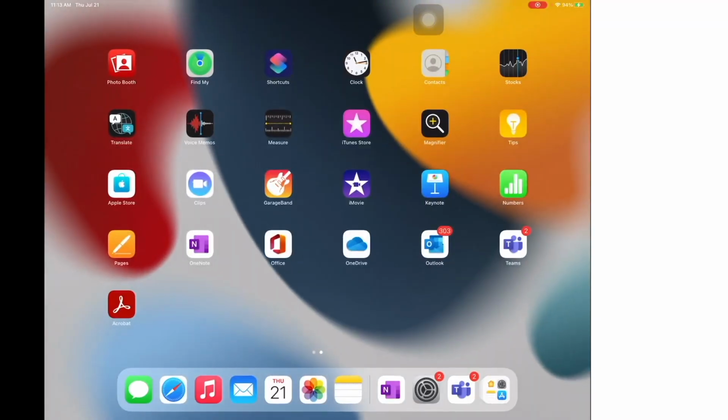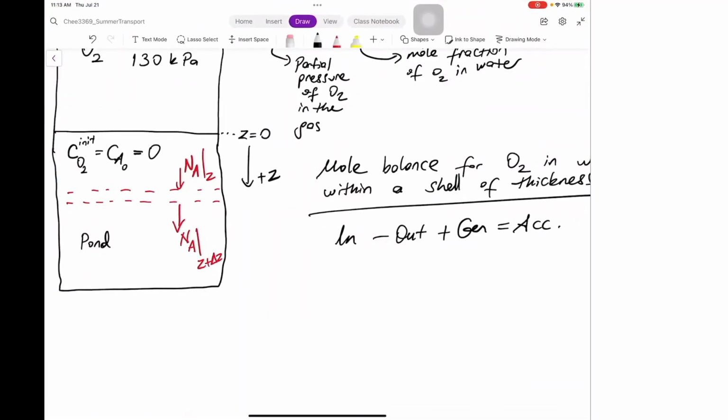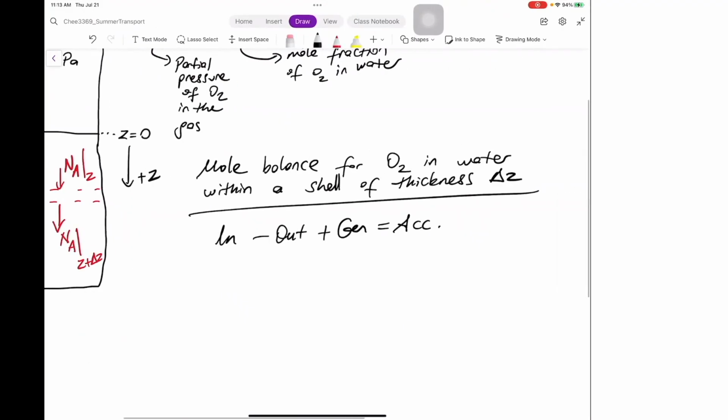So that's the first thing we should think about. The problem gives us the clue that things are changing with time. So I'm going to have an accumulation term. It's not going to be 0. But my generation is going to be 0 because there is no mentioned reaction, and you know that oxygen does not react with water, it just dissolves in water. So you don't have any reaction, no generation, no consumption.